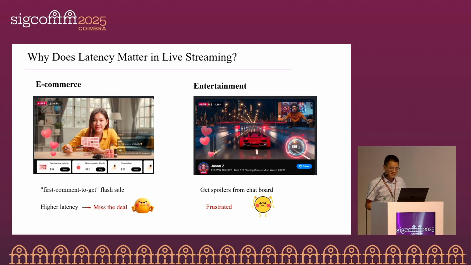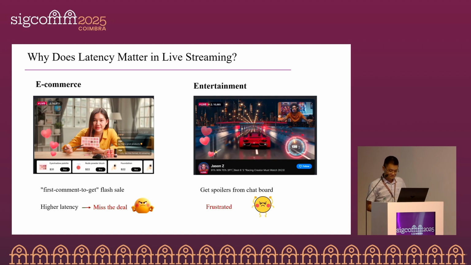Live streaming has reshaped how we connect, fostering real-time interaction between broadcasters and viewers that were once unimaginable. But one critical factor underpins its success: low latency. Let me share two examples. First, e-commerce. Imagine a flash sale where the first comment wins. Even a slight delay can cause viewers to miss the deal, leading to frustration.